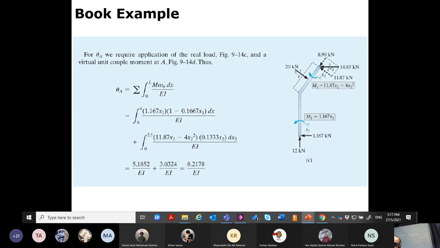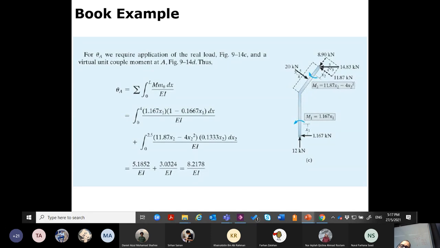Is that okay? And then based on that, because this equilibrium equation you have written, you can get this component as 14.83. Because for writing the equation, we need the perpendicular. Shear force will be perpendicular to this diagonal beam, and the 11.87 will cause the moment. So for the moment equation, because of 14.83, we will get the perpendicular component onto that.